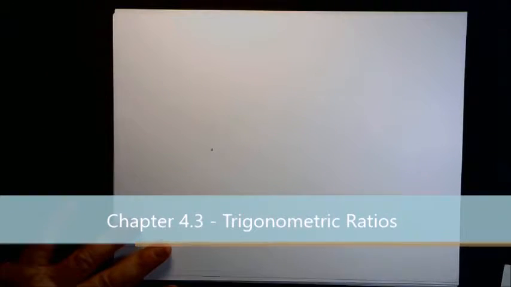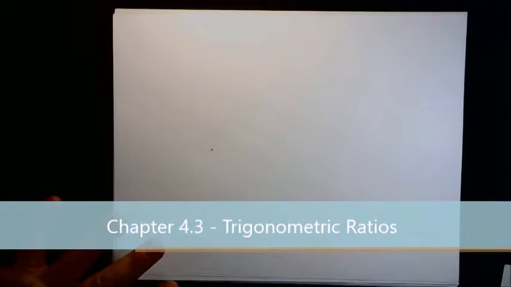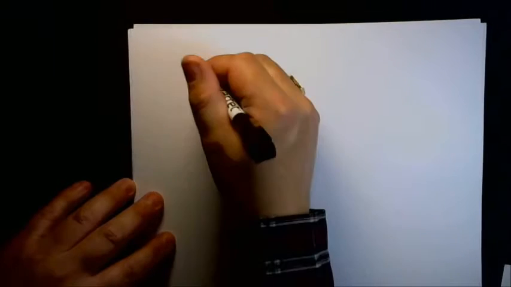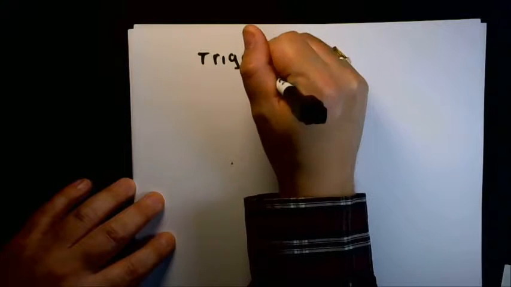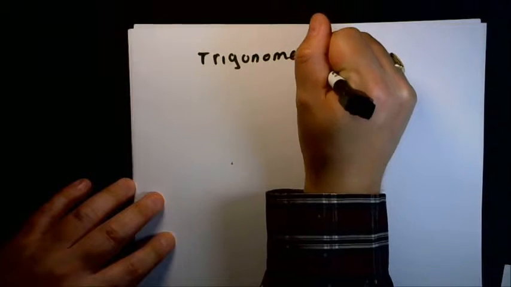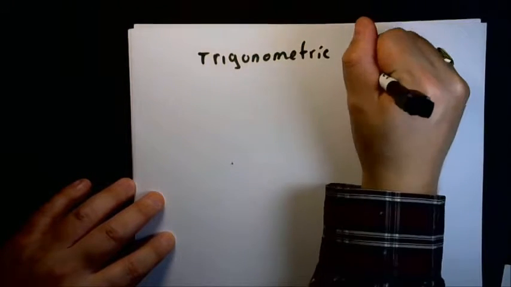Okay, so for this first video, I'm going to talk about things that we've done in section 4.3 on the trigonometric ratios in your textbook. We've already known about the first three trigonometric ratios.